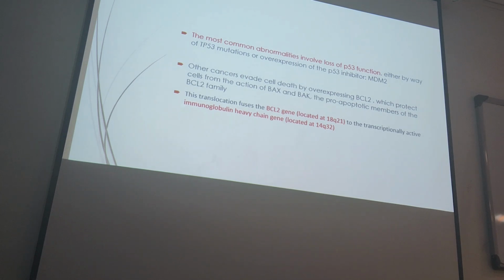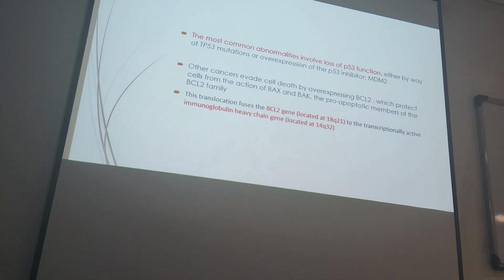This is for p53, but we said that some tumors use other ways for evasion of cell death. Some tumors use overexpression of anti-apoptotic factors. Other cancers evade cell death by overexpressing BCL2, which can protect the cell from the action of BAX and BAK, which are pro-apoptotic members of the BCL2 family.